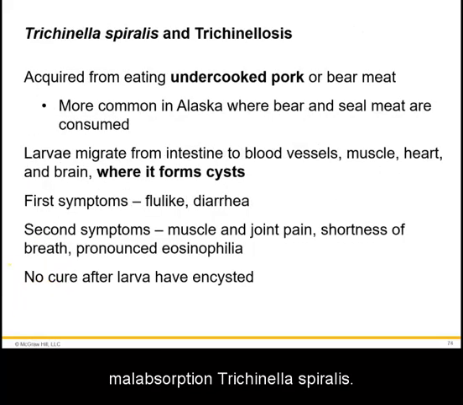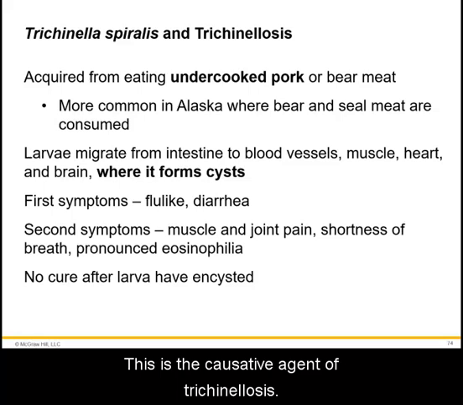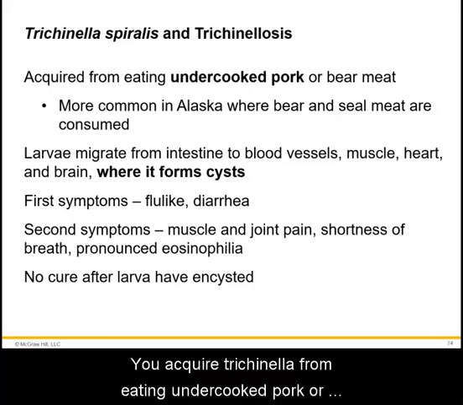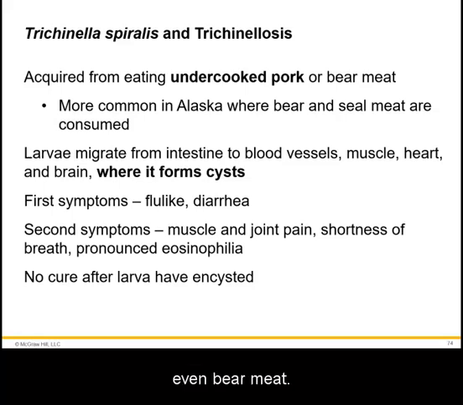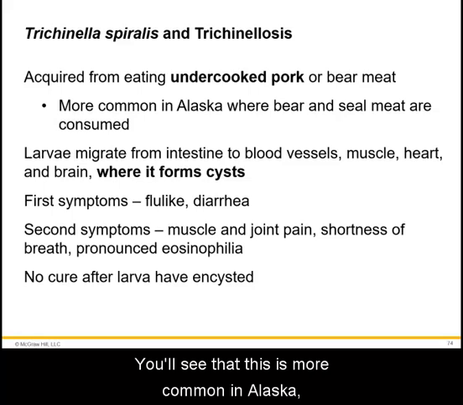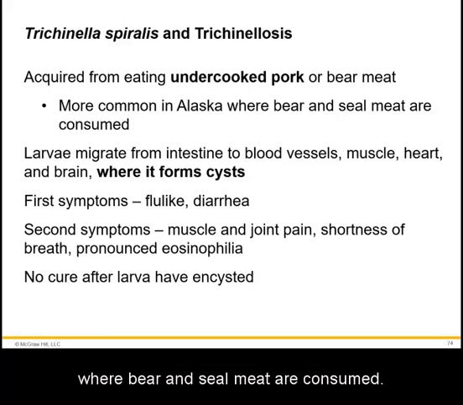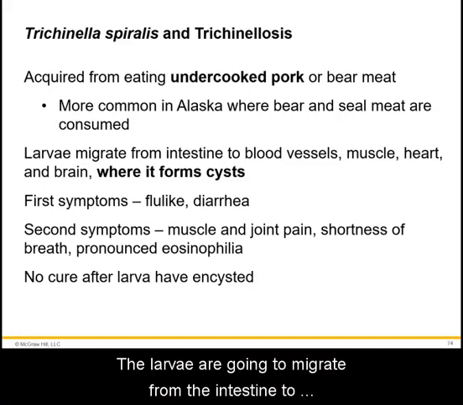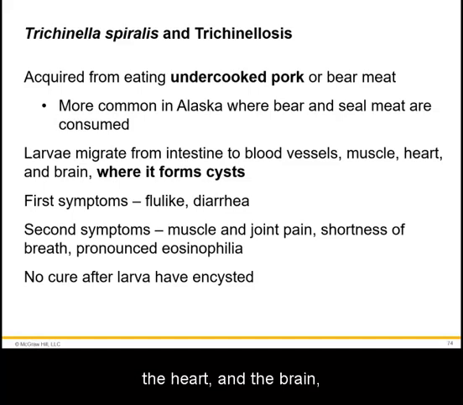Trichinella spiralis. This is the causative agent of trichinellosis. You acquire trichinella from eating undercooked pork or even bear meat. You'll see that this is more common in Alaska, where bear and seal meat are consumed. The larvae are going to migrate from the intestine to the blood vessels, the muscle, the heart, and the brain, where it's going to form cysts.